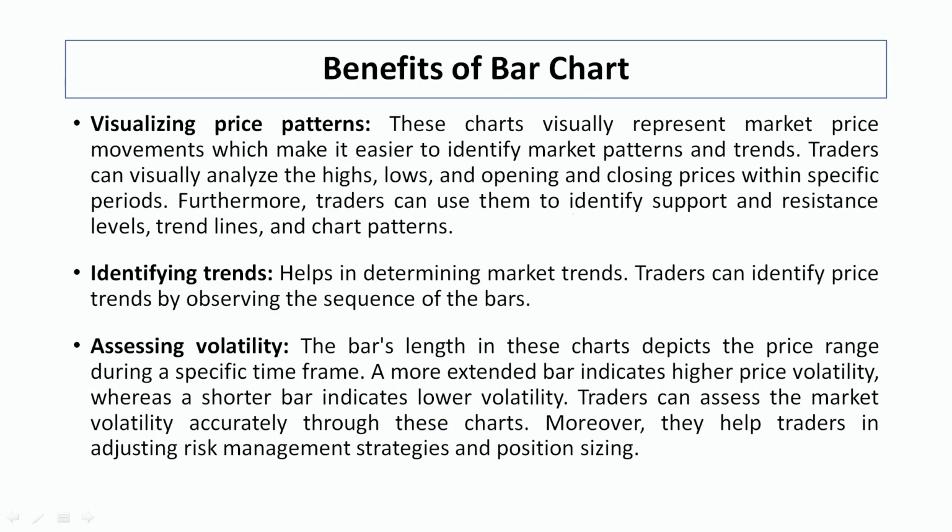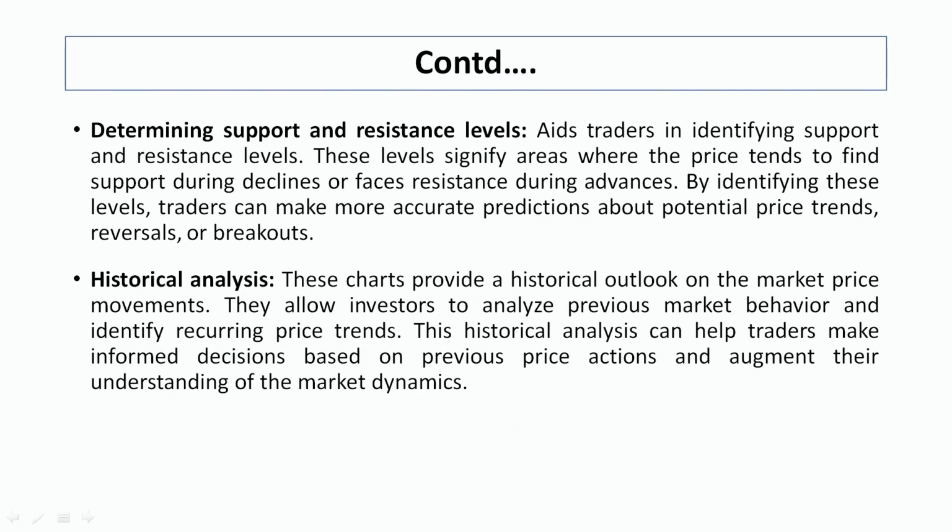Further, traders can use them to identify support and resistance levels, trend lines and chart patterns. Identifying trends: we can easily identify trends with the help of this chart. Assessing volatility: because we are predicting on the basis of high and low and opening and closing prices, all four components are shown on the chart, so we can understand the volatility of the stock easily. Determining support and resistance levels aids investors or traders in identifying them easily.